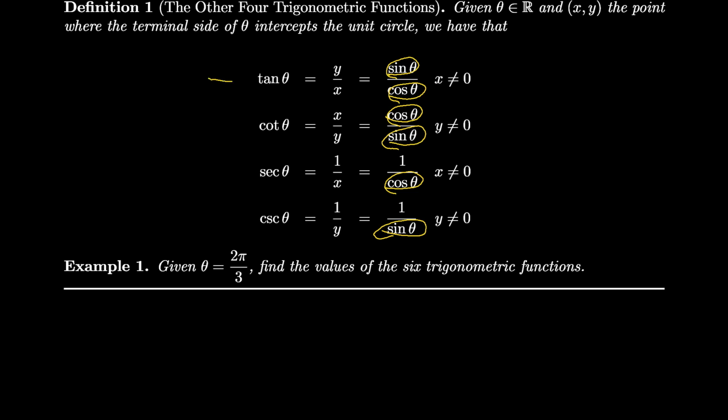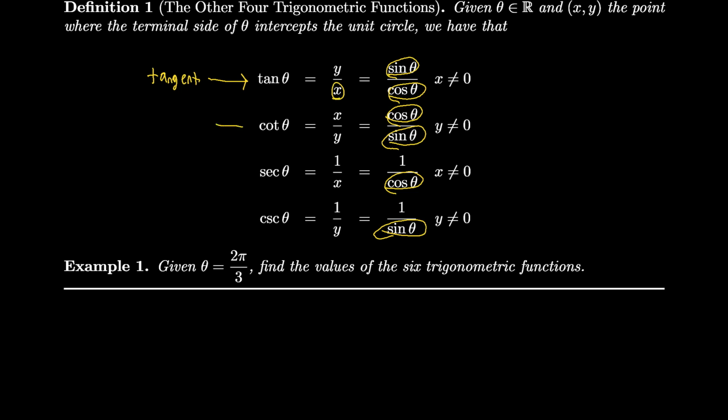First, you have the tangent of theta. That's defined to be y over x, and we'll get to this in 5.4. But this is just sine over cosine, and this is assuming that x isn't 0. That is, cosine, the thing you're dividing by, isn't 0.